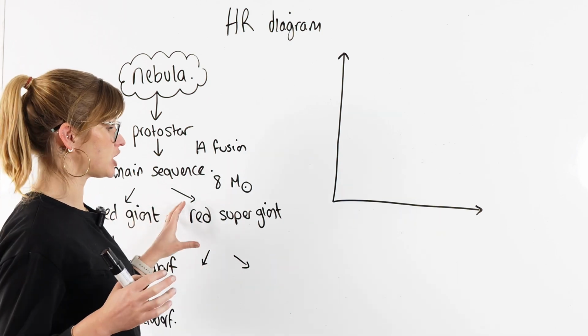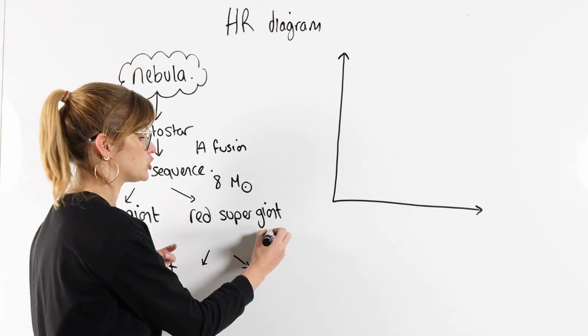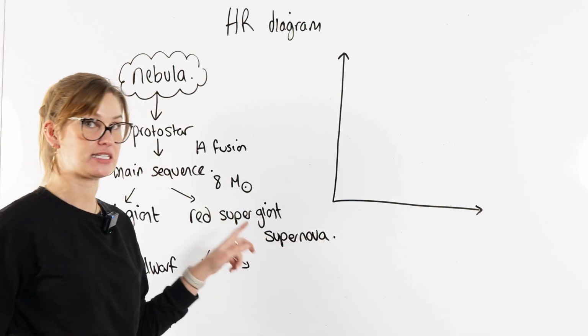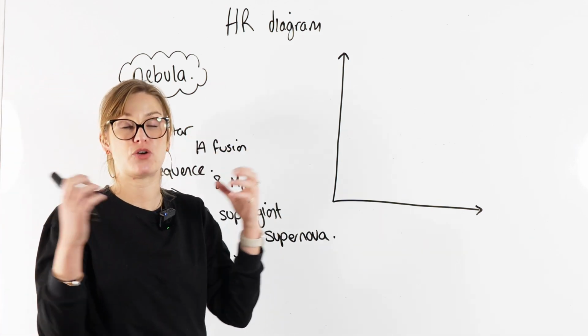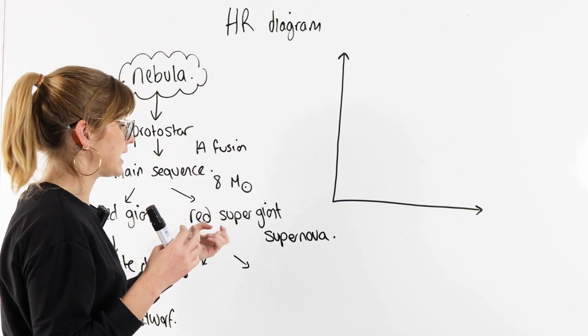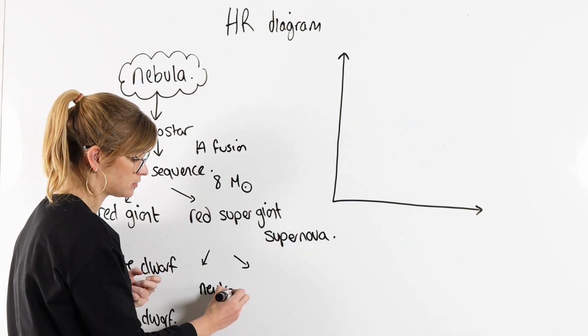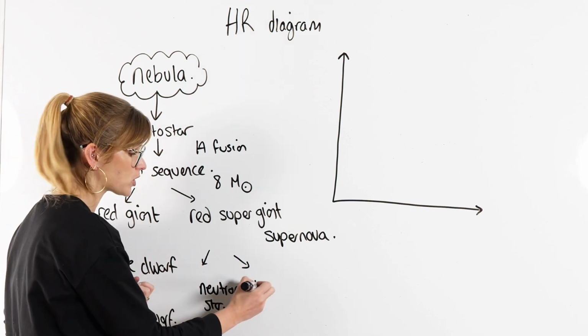And that red supergiant, when the core collapses, it basically rebounds, and it creates a supernova. A supernova is just a rapid increase in brightness, like an explosion. And after that supernova, what gets left behind is either a neutron star, and a neutron star is exactly that, it's just made of neutrons, or a black hole.